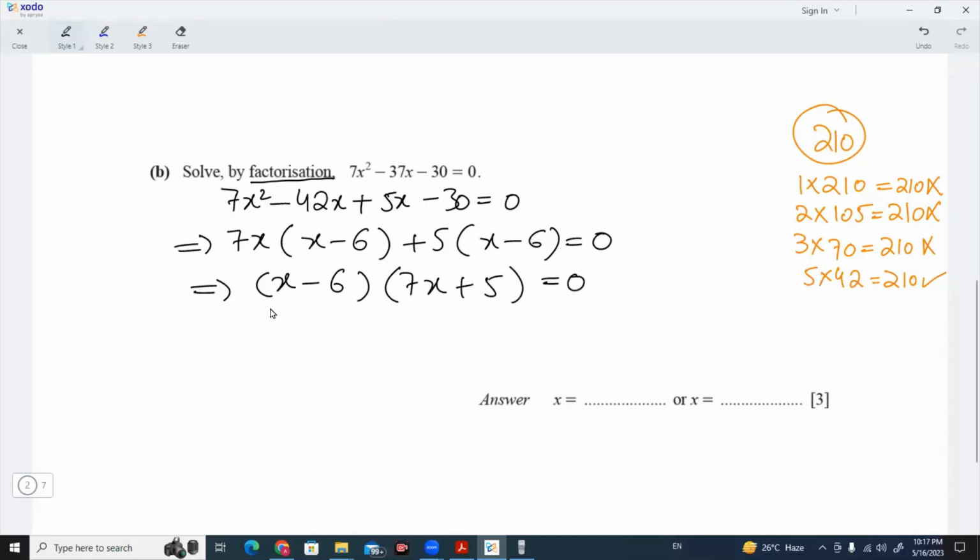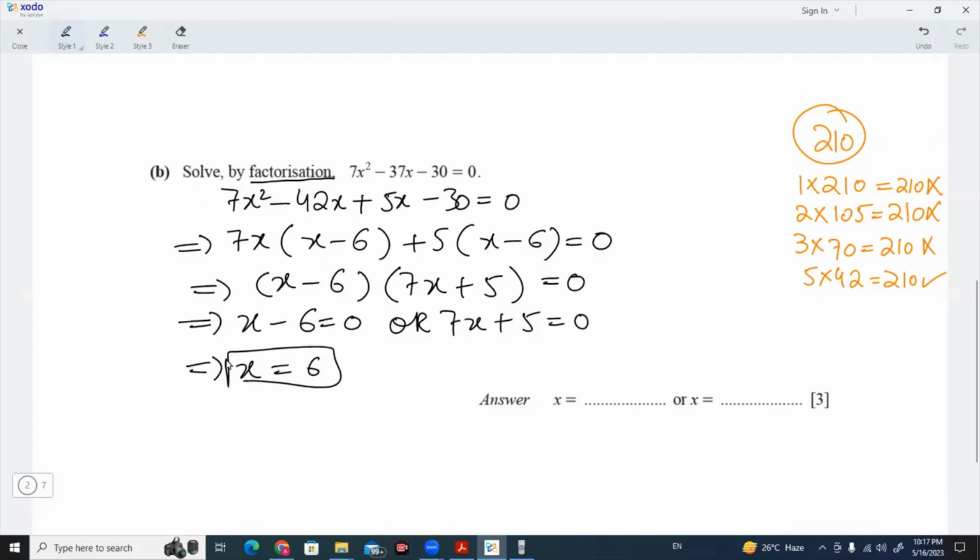So if two terms are going to multiply, either the first one is 0 or the second one is 0. X minus 6 equals to 0 or 7x plus 5 equals to 0. So bring 6 onto the right hand side, it results in positive 6. And for the other answer, bringing 5 onto the other side, result is negative, and dividing by 7 results in minus 5 over 7.